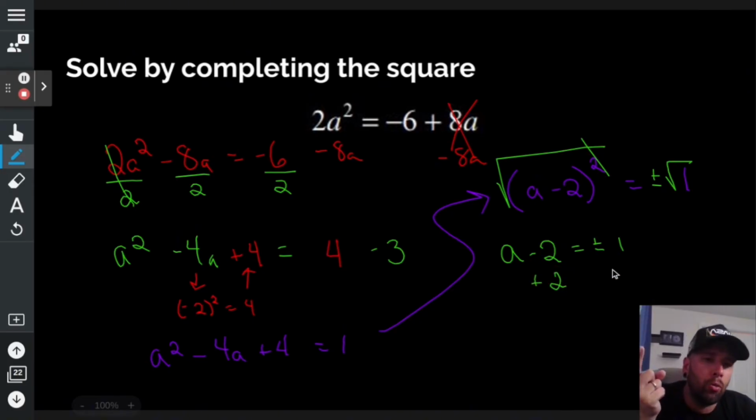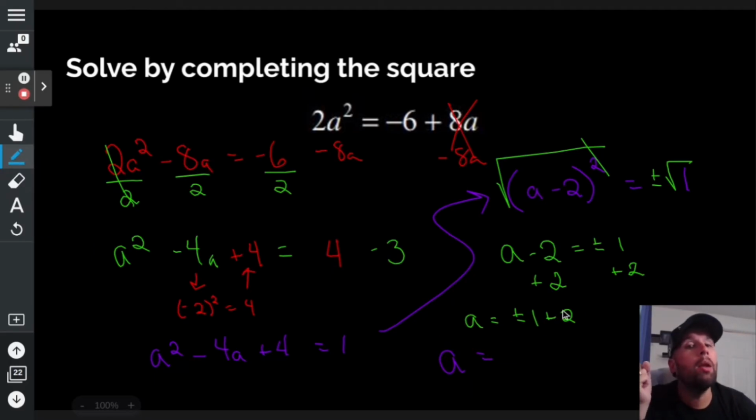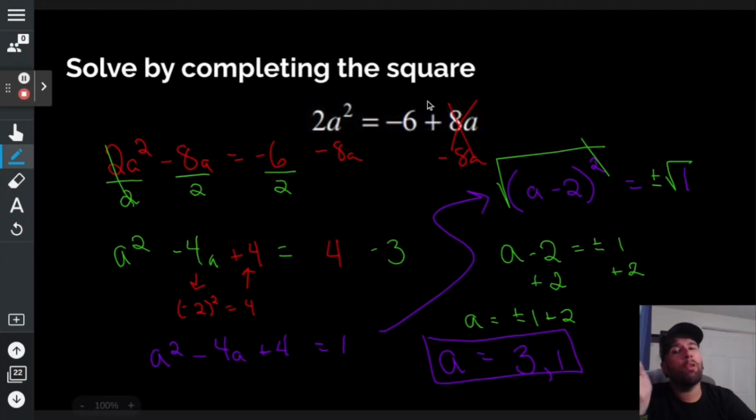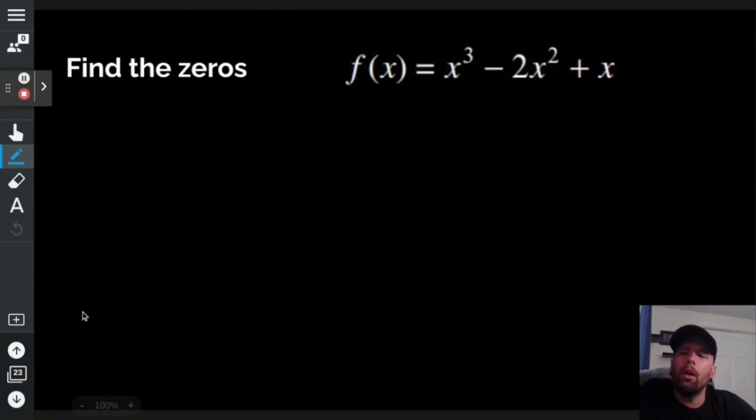I add 2, and now a equals positive or negative 1 plus 2. You split this up into two problems, okay? Where you have positive 1 plus 2, 3, and negative 1 plus 2, 1, and those are my two answers. Which means this problem is very factorable, but we did completing the square because I wanted you to see the process. You got to trust it. Trust the process. Sixers. Did I skip one?